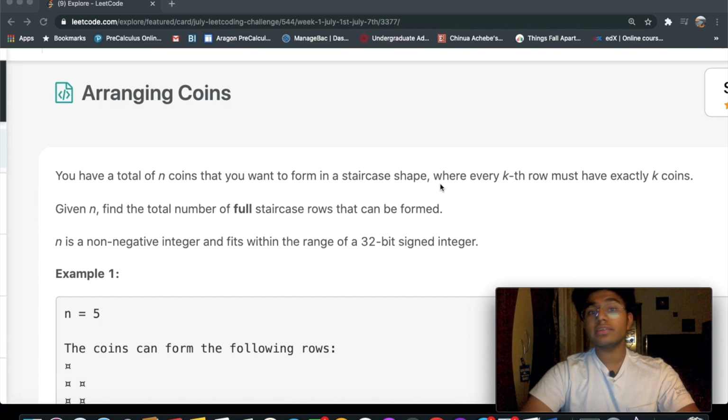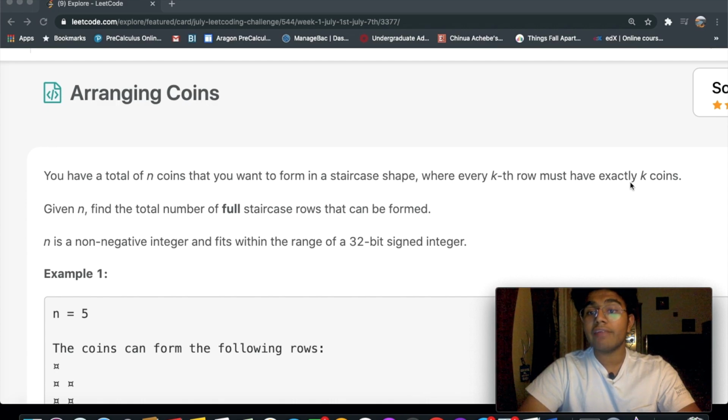So I am going to be using Python to solve this, but before I solve it, I'm going to be explaining the theory behind the question. Okay, so you have a total of n coins that you want to form in a staircase shape, where every kth row must have exactly k coins. Given n, find the total number of full staircase rows that can be formed. n is a non-negative integer and fits within the range of a 32-bit signed integer.